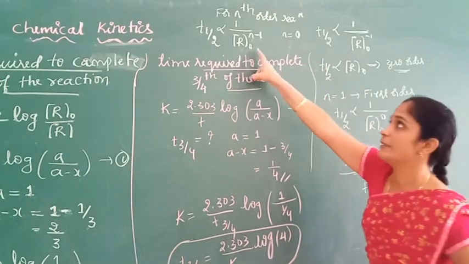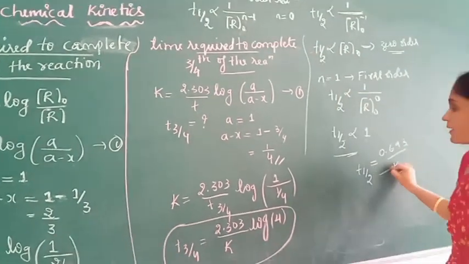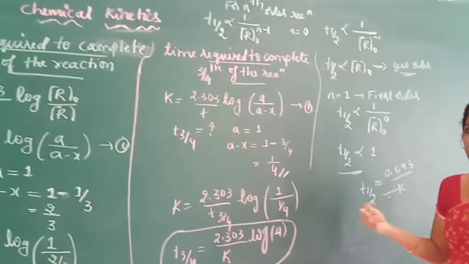So by using this equation, we can also determine the half-life period for 0, 1st, 2nd, 3rd order, etc.